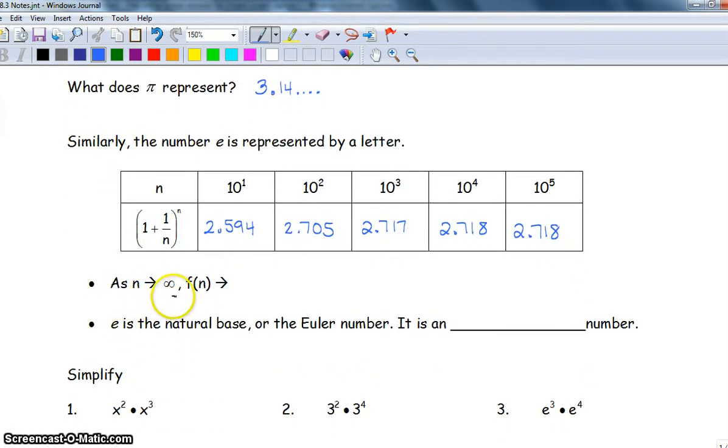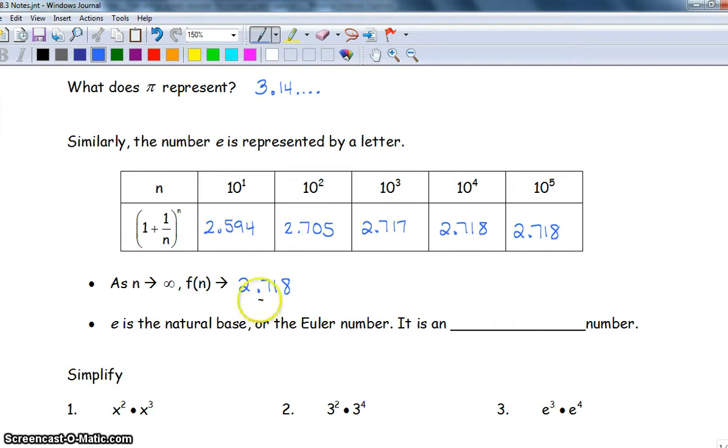So as n gets larger and approaches infinity, this is our infinity sign, so as we plug in numbers for n and it gets larger and larger, we went 10, 100, 1,000, 10,000, 100,000. As those numbers of n get larger, our function is going to approach the value 2.718. So just like we use 3.14 to approximate the value of pi, we're going to use 2.718.